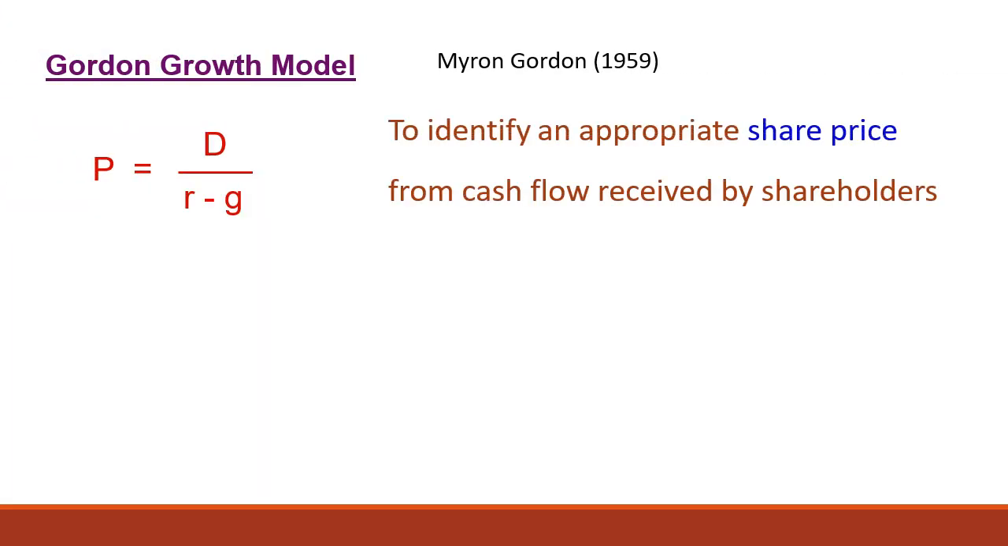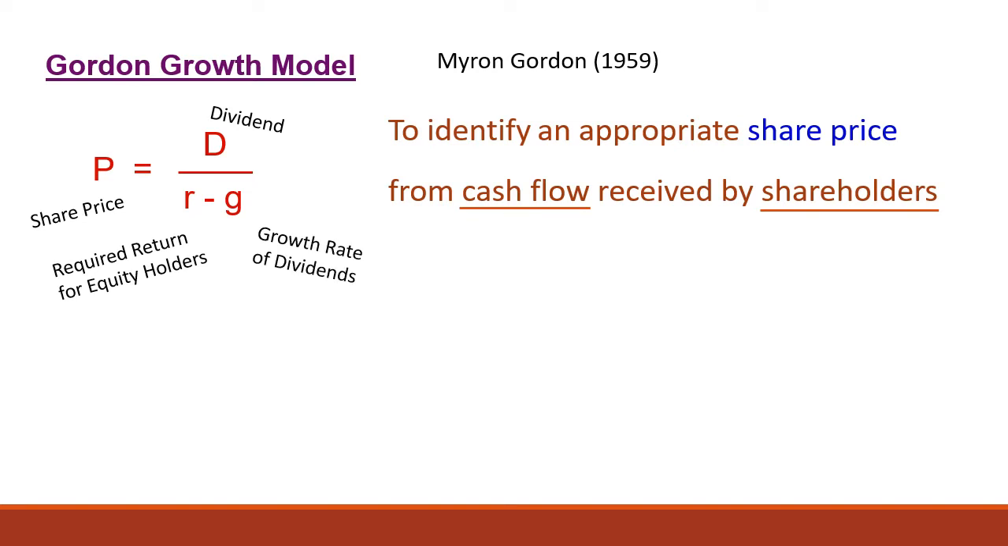The formula proposed by Professor Myron Gordon in 1959 shows that we can identify an appropriate share price by looking at the future cash flow or dividends received by shareholders. Sometimes people note the subscripts or simply use K instead of R. Please understand that they essentially represent the same things.